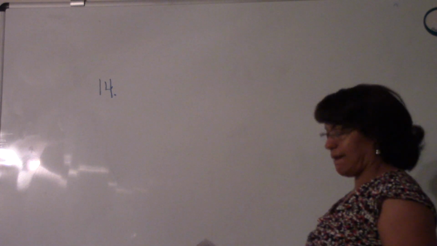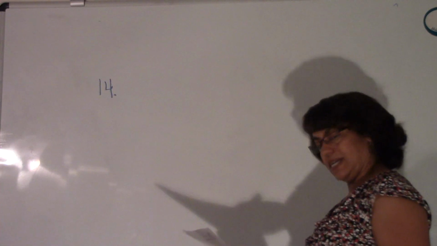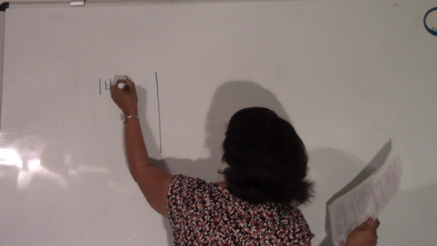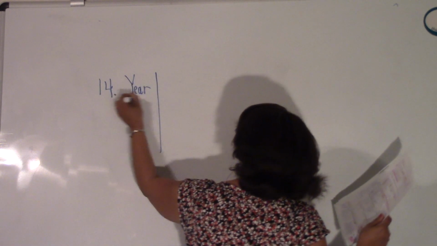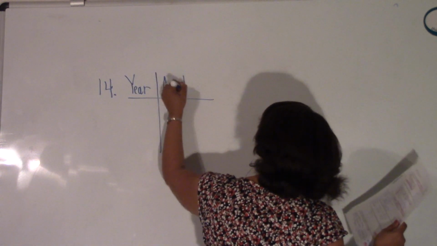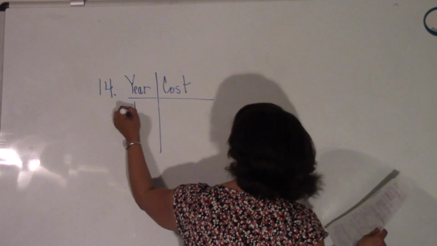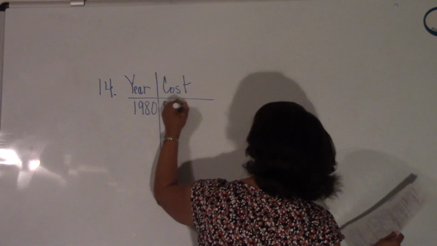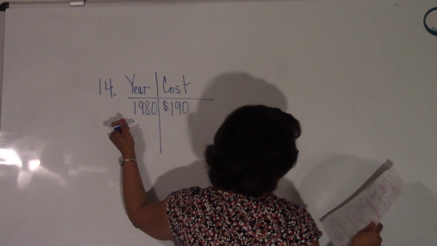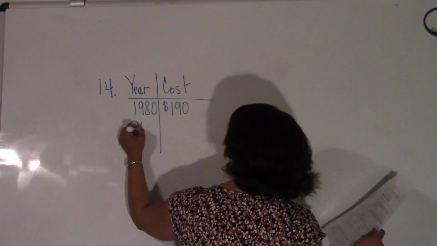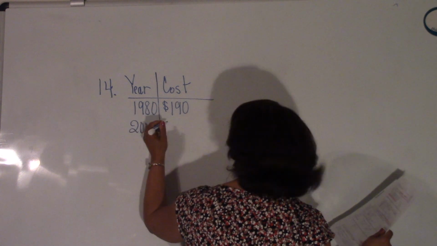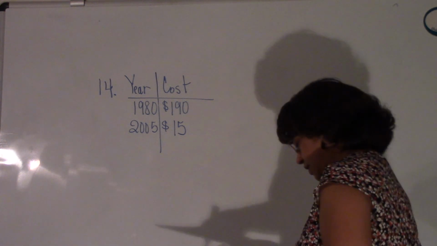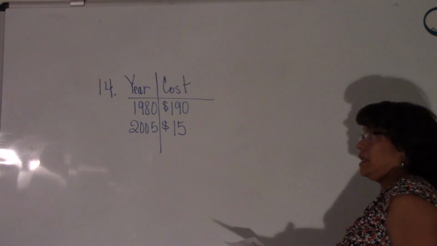So what do you want to do first? I think setting up a table is a good idea. So let's set up a table. We have our year, and we have our cost. In 1980, the calculator cost $190. And then in 2005, the same calculator cost $15. Same type of calculator. So now what we want to know is what would the price be in 1998.